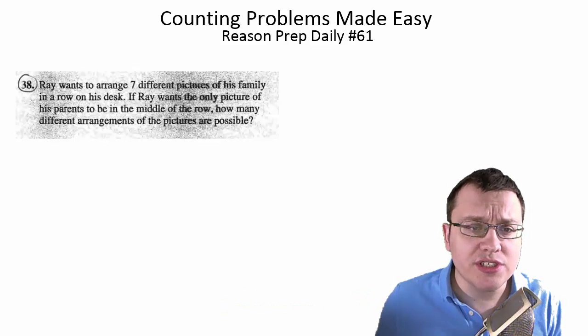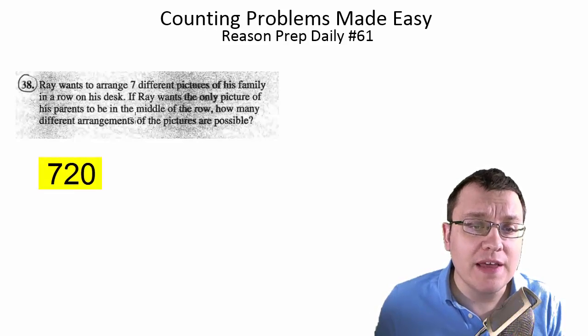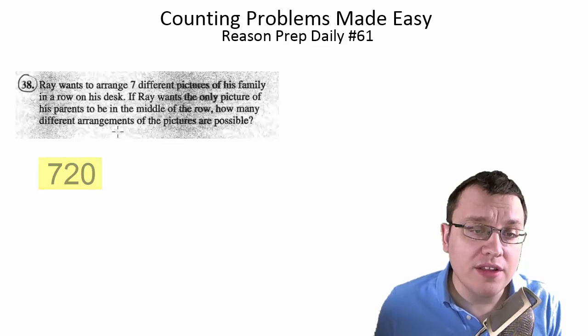Ray wants to arrange 7 different pictures of his family in a row on his desk. If Ray wants the only picture of his parents to be in the middle of the row, how many different arrangements of the pictures are possible?